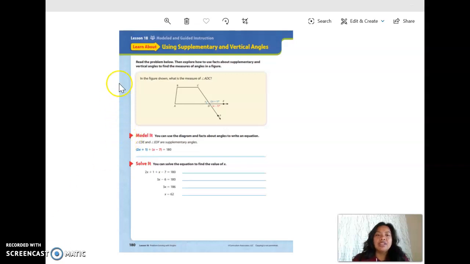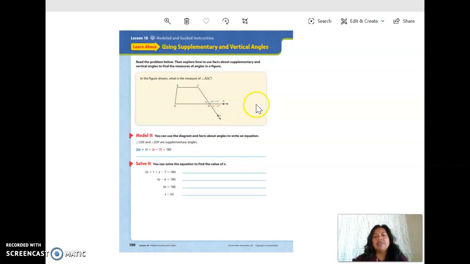Let's read the directions. It says in the figure shown, what is the measure of angle ADC? So angle ADC, you're looking for A, D, and C. When they have it written like so, angle ADC, you're really looking at that angle in the middle, that angle D. So right here, ADC, this is your angle. They're asking, what is the measure of this angle here?